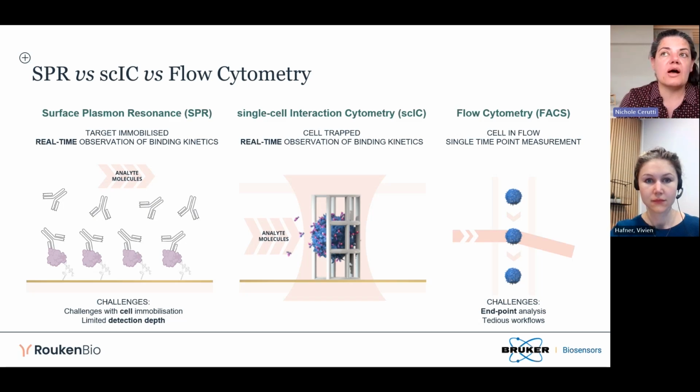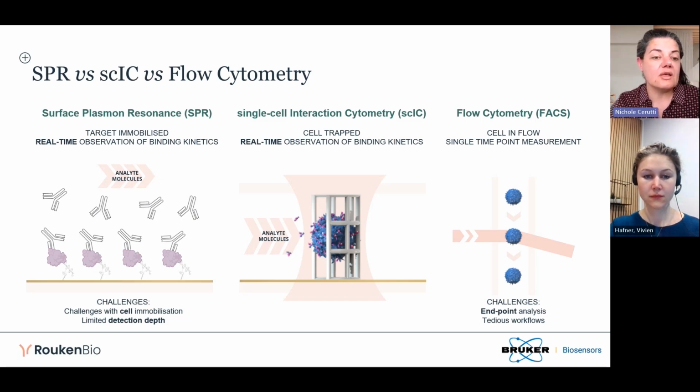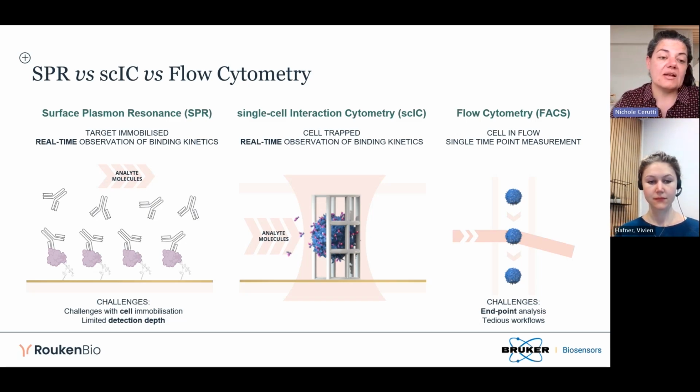Challenges here, and this is why we looked to get the scIC instrument, is that cells can theoretically be immobilized on the surface, but oftentimes this immobilization is very unstable, and most importantly, there's limited detection depth. So although you're capturing a cell, you're only really looking at your molecule binding to a very small portion of the cell, purely because the resonance cannot be detected past a certain area on the chip surface.